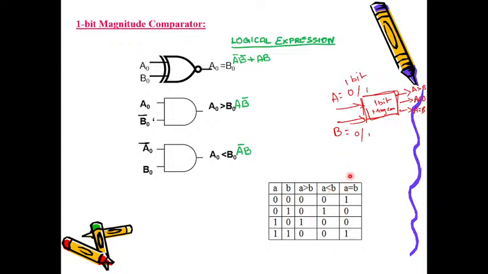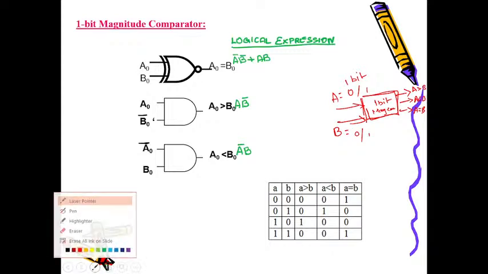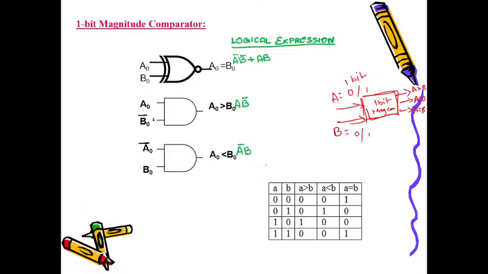As you all know, the circuit has to indicate either of the 3 outputs. So how many outputs are there? 3 outputs: A greater than B, A less than B, A equal to B. So you need 3 output K maps, so here you need 3 K maps. What structure of K map do you need?